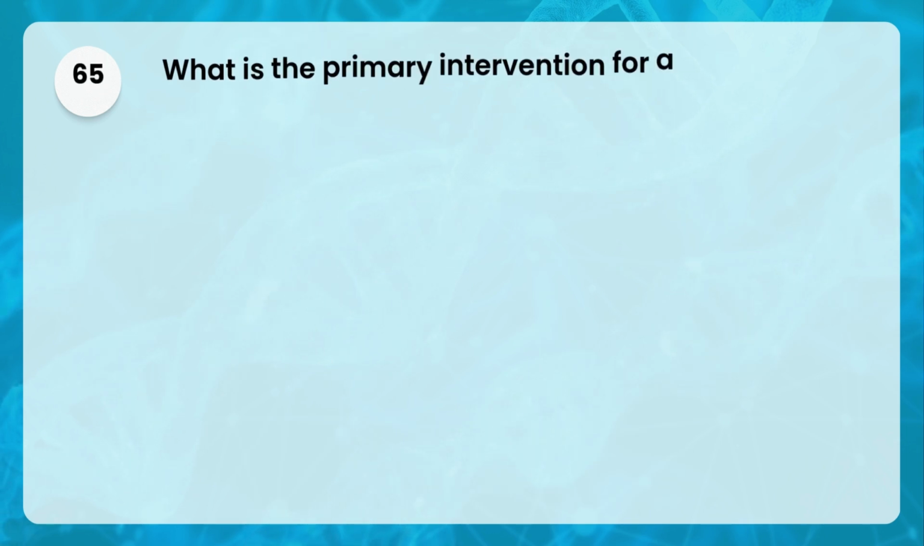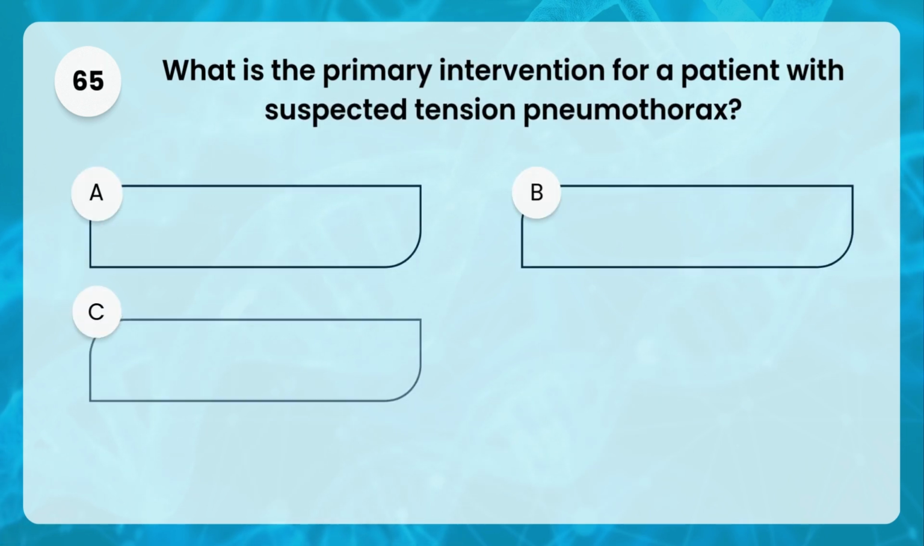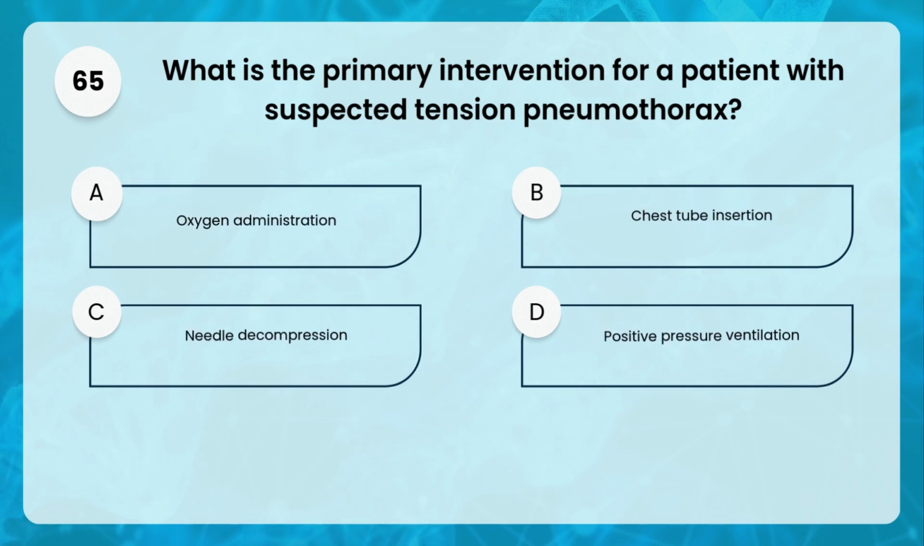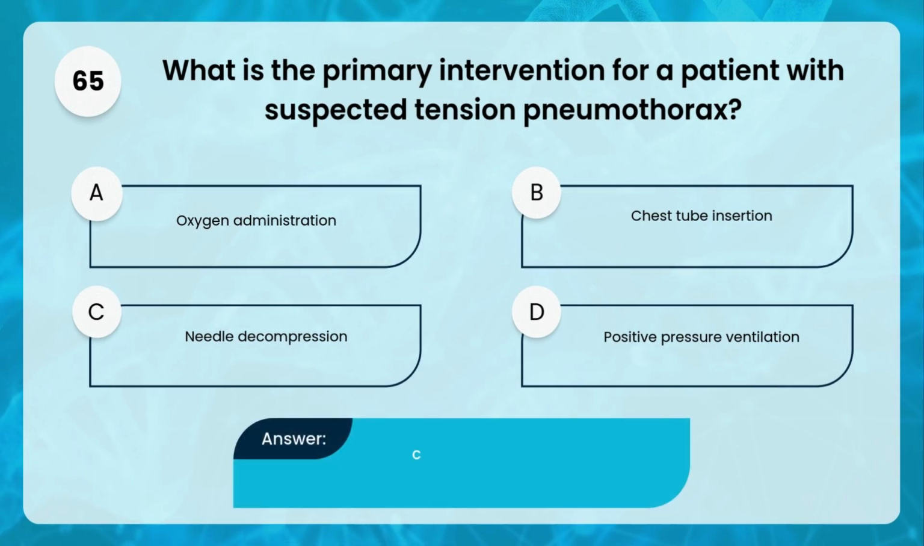Number 65. What is the primary intervention for a patient with suspected tension pneumothorax? A. Oxygen administration. B. Chest tube insertion. C. Needle decompression. Or D. Positive pressure ventilation? The answer is C. Needle decompression.